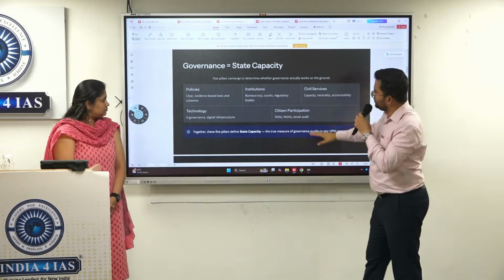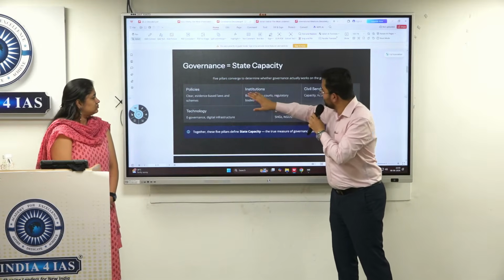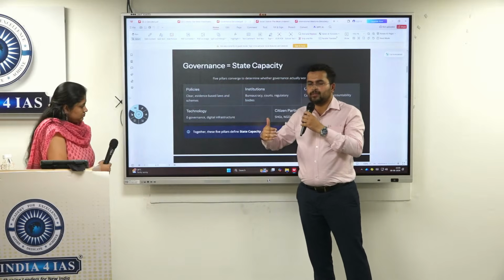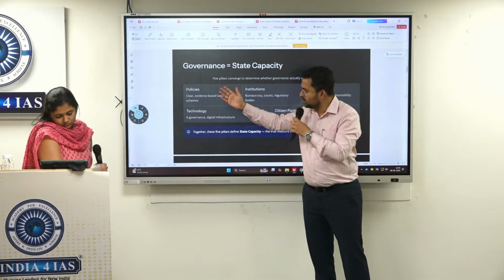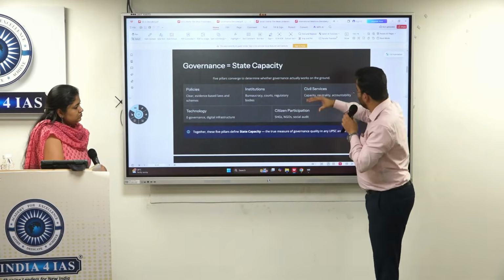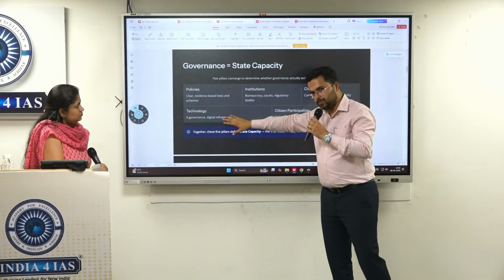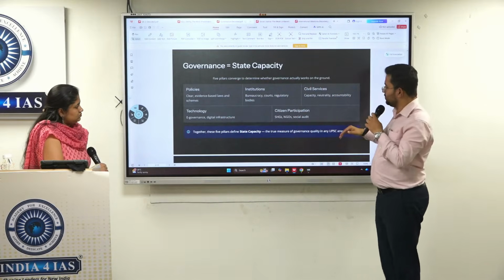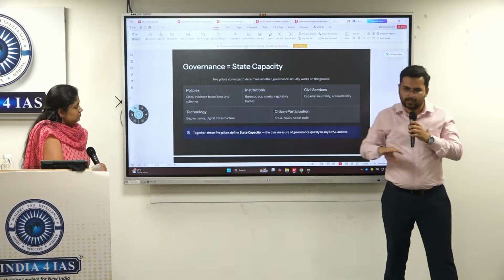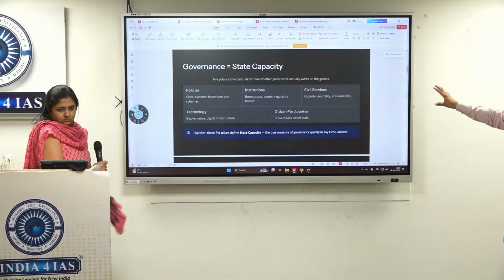We can go through all of this, like policies. There are 5 pillars of governance: policies, institutions. Government will frame a policy, for example, the national health policy. Now, to implement that, there will be certain institutions. Then there are civil services. Then there is technology to provide those services. Then there is citizen participation. Governance revolves around 5 pillars.